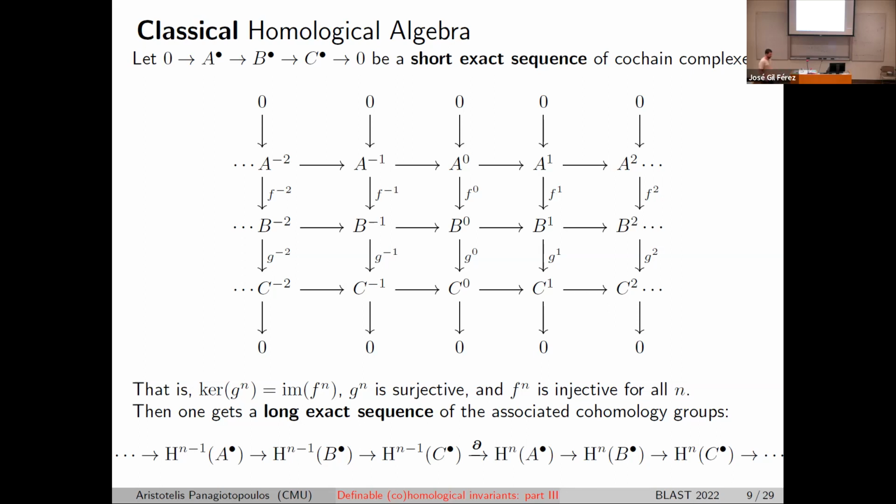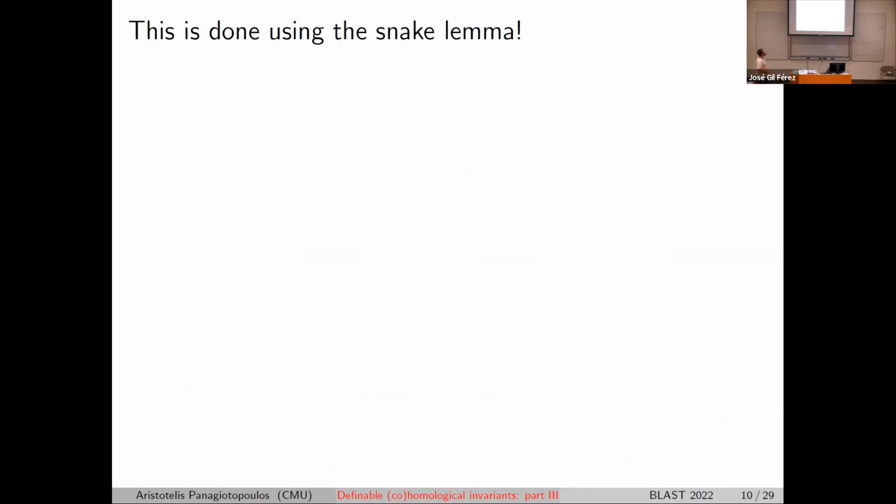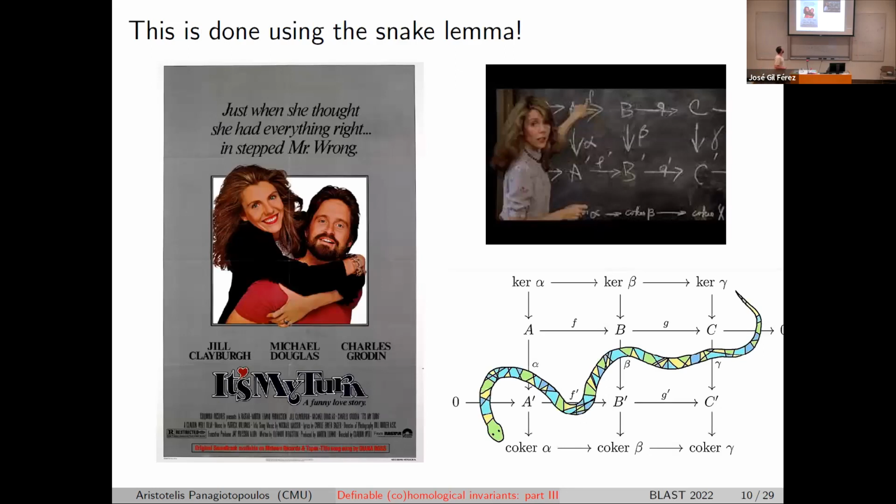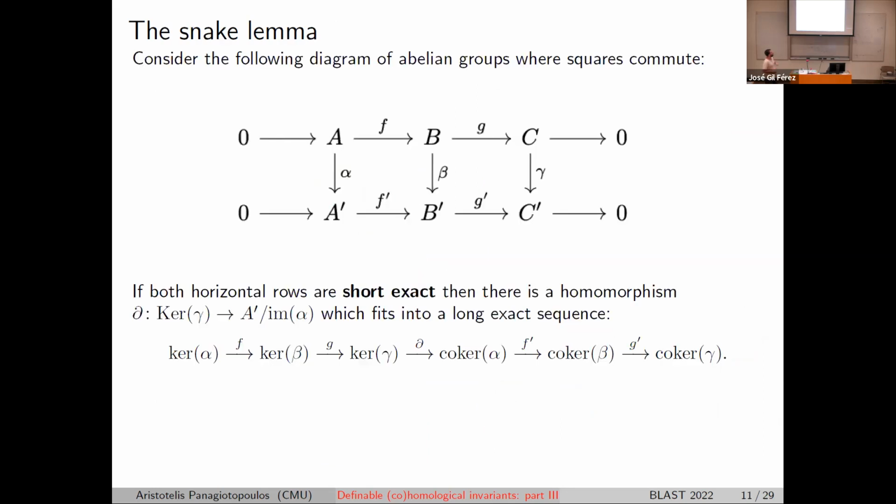But actually, there is some method to the madness, and this method to the madness is called the snake lemma, right? So there is this scene in this movie where she explains exactly what the snake lemma is, and this is what we're going to do now a little bit. I'm going to remind you a little bit about it. Okay, so we don't need all this data that I have there. What we need here is something much smaller.